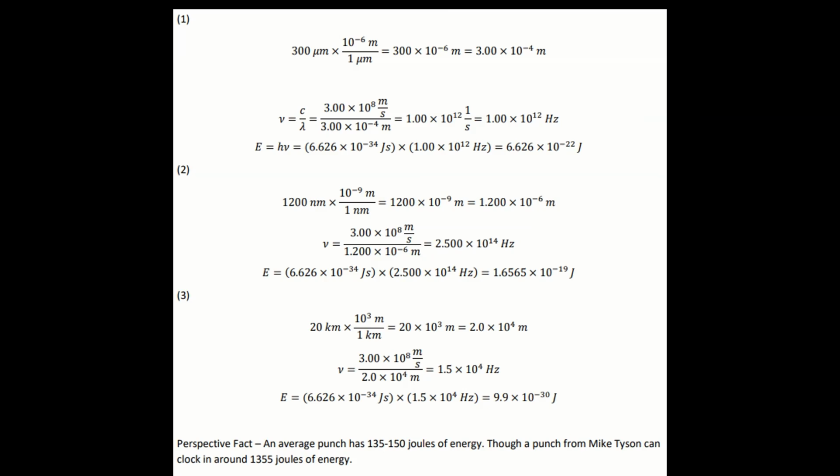Now to give some perspective, when we're talking about joules of energy, an average punch will have about 135 to 150 joules of energy in it, and that can still hurt. Now if it was someone who's a professional boxer, like Mike Tyson was, well, that's been known to clock in around 1,355 joules of energy, which has a lot of power to knock someone out.